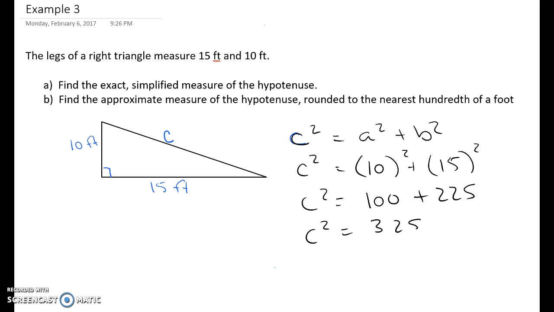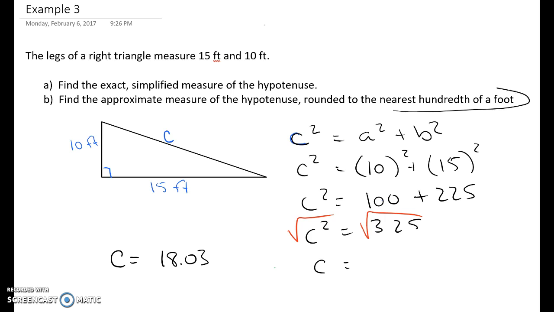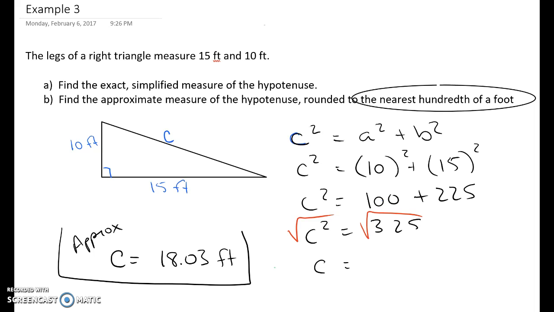When I get down to C squared equals 325, I'm ready to solve by taking the square root of both sides. However, when I try to take the square root of 325 on my calculator, I get a decimal value. I get C equals 18.03. That is my approximate value of the side length, rounded to the nearest hundredth of a foot. Now when I get my simplified value, I can also put that into my calculator to make sure I match the approximate value I got at this step.